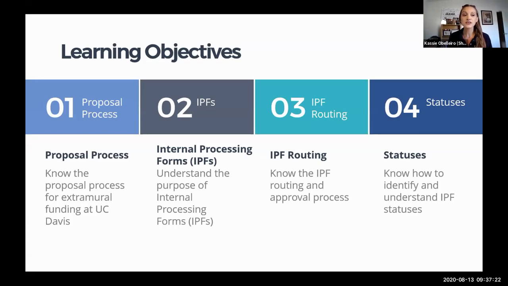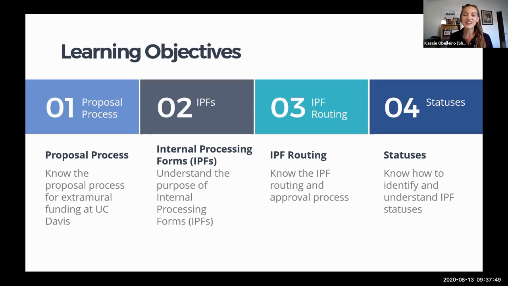The first thing that I hope you get out of this morning is the proposal process for extramural funding at UC Davis. And then I hope that you'll understand the purpose of internal processing forms, or IPFs. These are also just referred to as proposals in Cayuse SP. I'm going to say IPF a lot, so you might want to remember that one. And also the routing and approval process. And I'm going to explain this all in a little bit.